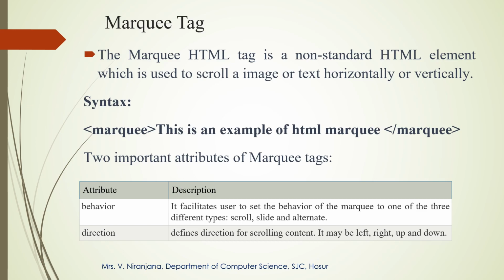And the second attribute is the direction. It defines the direction for scrolling text. It may be towards the left or towards the right or towards the upper side or towards the downward.